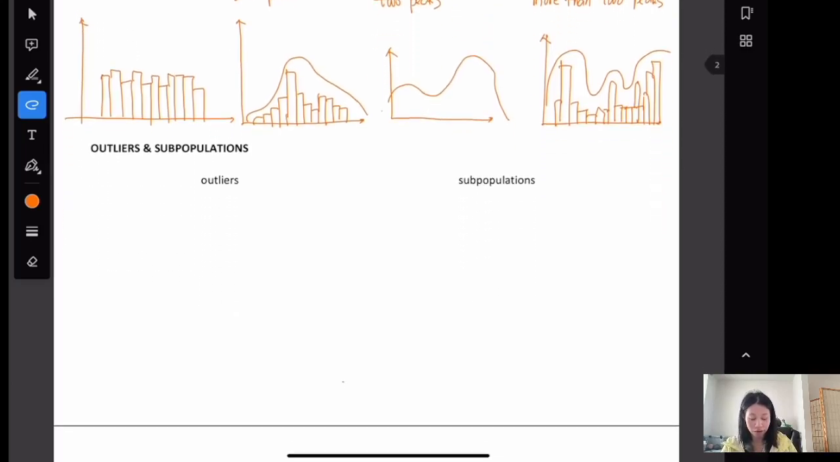Okay, so another thing is outliers and subpopulations. An outlier is an observation that lies an abnormal distance from the other values in a random sample from the population. Often this means the outlier is due to recording errors or something that is excessively unusual.